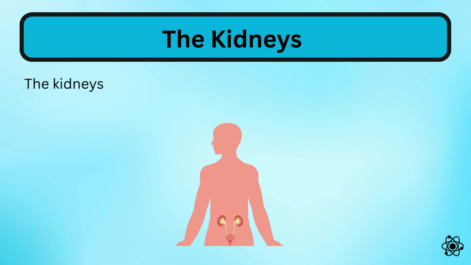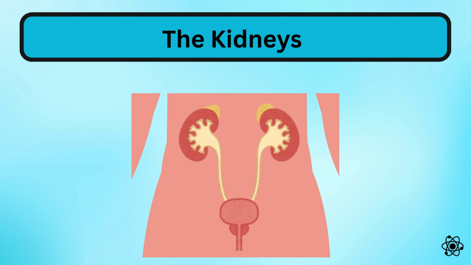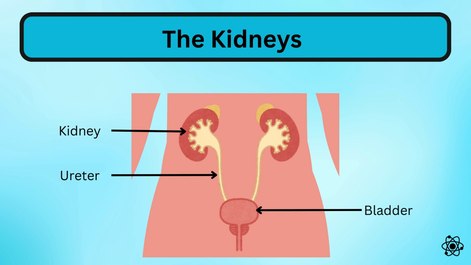The kidneys excrete urea and excess water and ions from the body through urine. Urea is toxic to the body in higher concentration and must be excreted. These are the parts of the urinary system in humans. These are the kidneys. The blood is filtered here. These are the ureters, the tubes which connect the kidneys to the bladder. This is the bladder where urine is stored. And this is the urethra, the tube from where urine flows out of the body.